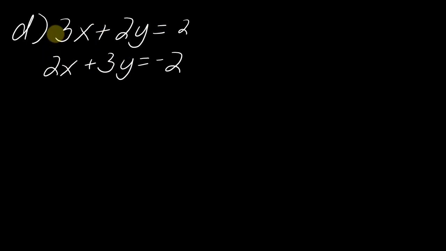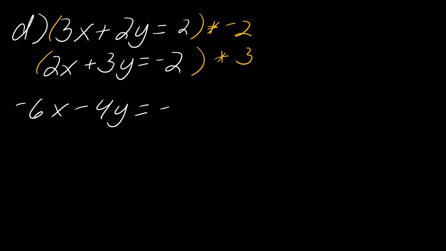So just completely arbitrarily, just because I feel like it, I am going to work on eliminating the x's. So I just want these to be opposite. So what I'm going to do is multiply this first equation by -2 and this second equation by, oh, sorry, not by -3, just by 3. So therefore I get a -6 and 6. And it doesn't matter which one you wanted to make positive or negative. You could have made either choice. So anyways, this is going to be -6x minus 4y equals -4, and 6x plus 9y equals -6.